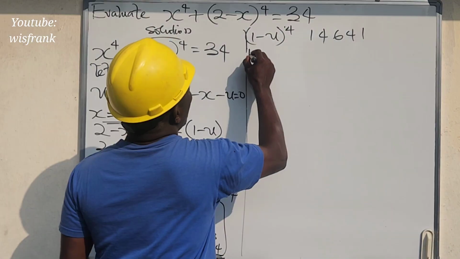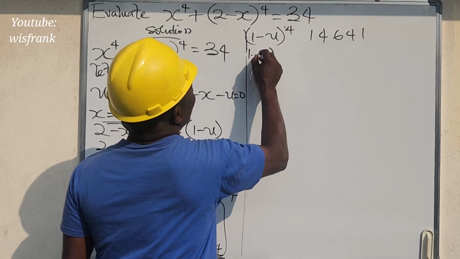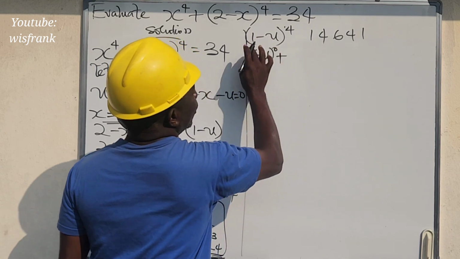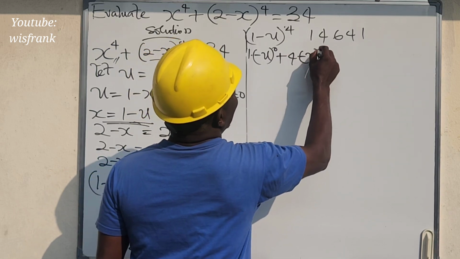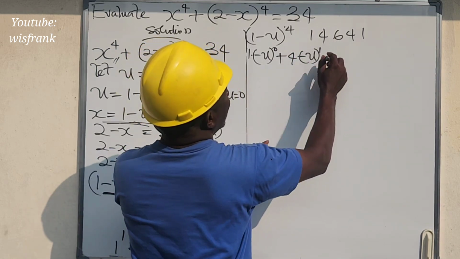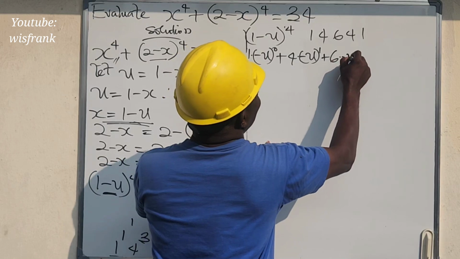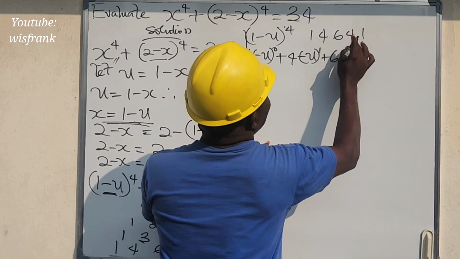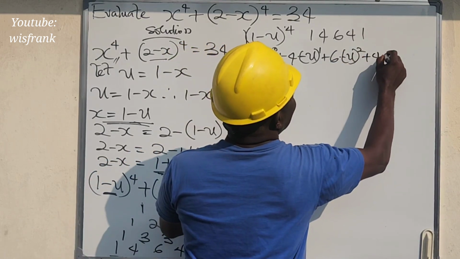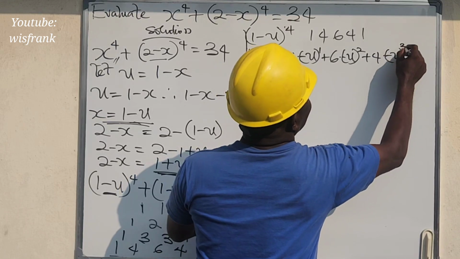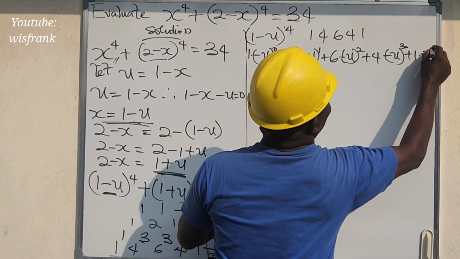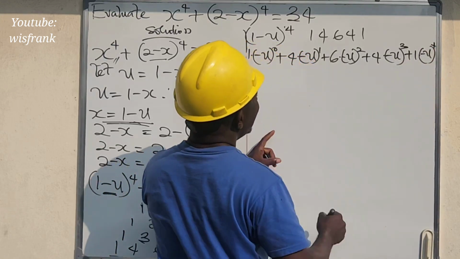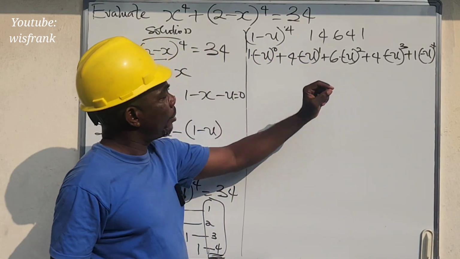This will give us 1 times (−u)^0 for the first one. Then the second one, we have plus 4 times (−u)^1. The third one is plus 6 times (−u)^2. The fourth one is plus 4 times (−u)^3. Then the last one is plus 1 times (−u)^4. So here we are going to expand all these parentheses.